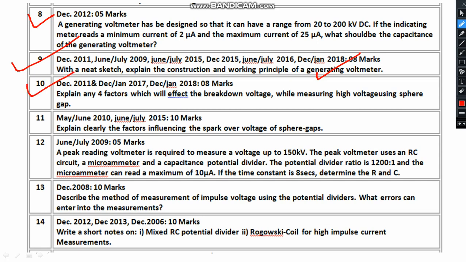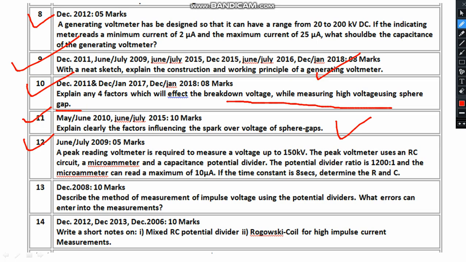Then explain the 4 factors affecting the breakdown voltage while measuring with the sphere gap. So you have to recall the sphere gap. The factors are like air density correction factor, temperature, humidity, etc. Those things you have to explain in brief. It carries the weightage of 8 marks. At least 4 factors need to be mentioned. Then, what are the factors affecting the spark over voltage of the sphere gap? It's a repeated question.